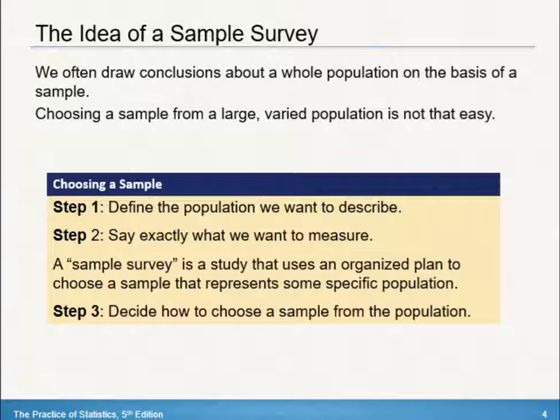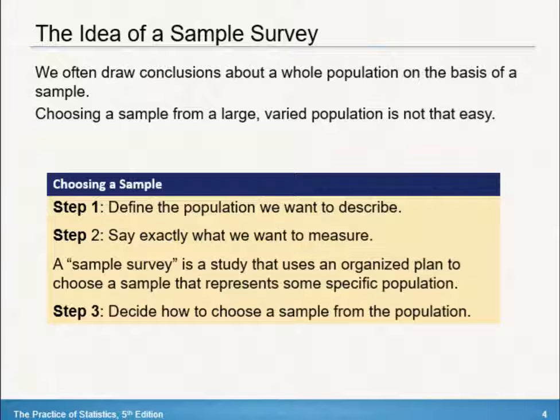Maybe there's some kind of batteries that they use in other countries that we don't even have here. So maybe I better define my population a little bit better. Maybe my population should be all brands of AAA batteries available in the United States, or even all brands of AAA batteries available in Green Valley and Blue Springs, Missouri, or something like that.